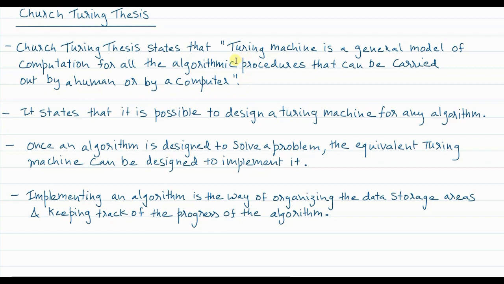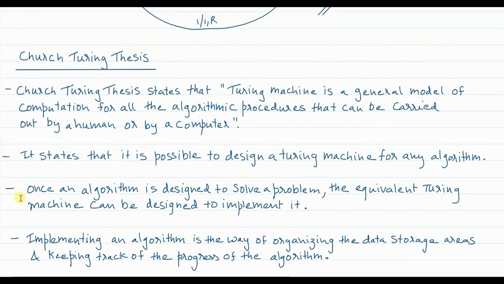They said a Turing machine is basically a general model of computation. This machine can handle all the algorithmic procedures that can be carried out by either a human or a computer. Put another way, they proposed that the Turing machine they came up with is able to solve any problem which can be solved either by a human being or by a computer. Fine. So this was the statement.